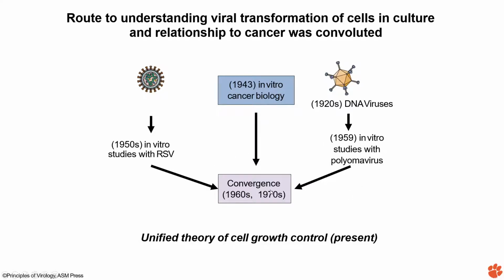It was not until the 1960s and the 70s that the unified theory of cell growth control, which is the present theory, emerged and all converged. Basically, no matter whether it's a DNA virus, an RNA virus, a retrovirus, or a cellular phenomenon, all of them employ the same mechanism for cancer. And that unified theory is what we are going to see, how this happens.